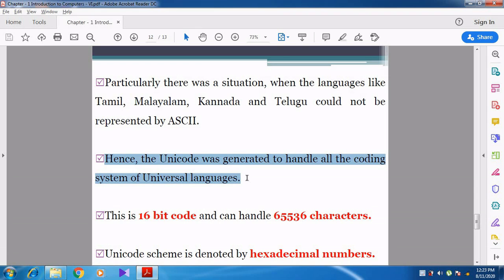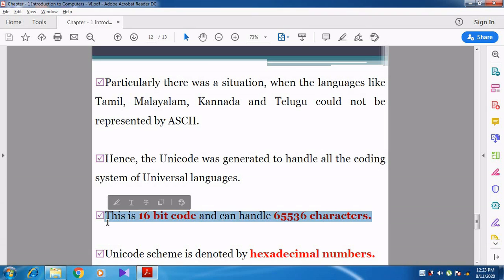Apart from that, the other systems are able to handle only 2 power 8, that is 8-bit encoding system. Whereas Unicode can handle a 16-bit coding system. It can handle 16-bit code, that is, it can handle 65,536 characters. So that is the biggest advantage in Unicode. Other systems can handle only 2 power 8, 256 characters. But Unicode can handle 16-bit code, that is 65,536 characters, and it can handle all types of languages.